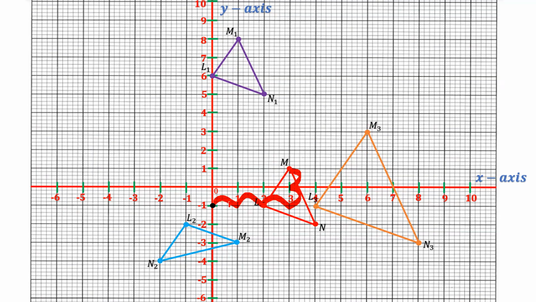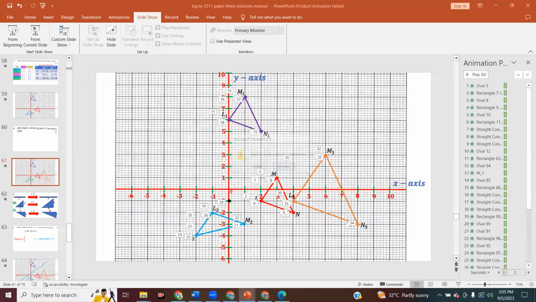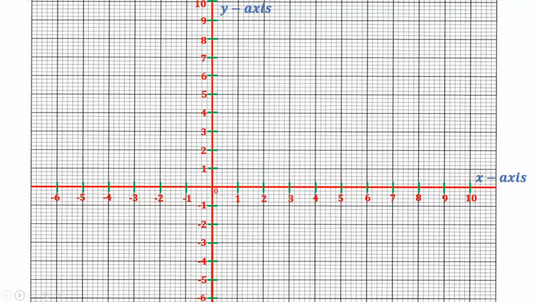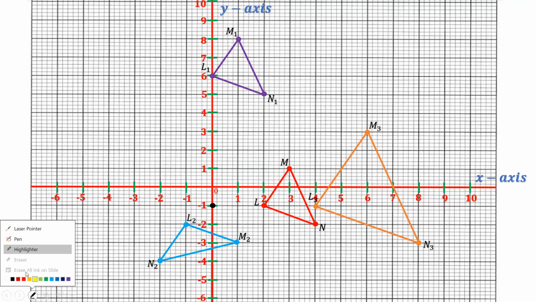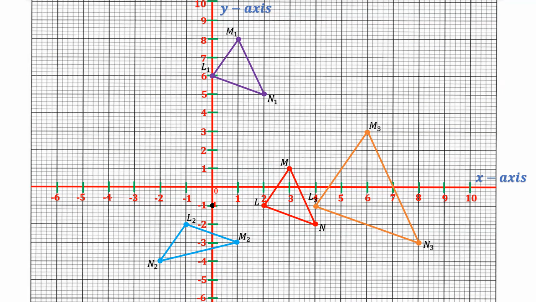Okay, similarly, let's look at N. Let's look at N with respect to our center. If we look at N, we find that N is 1, 2, 3, 4 units away horizontally, and it's going to be 1 unit away vertically. So it's going to be, again, 1, 2, 3, 4 units, and it's going to be 1 unit away.